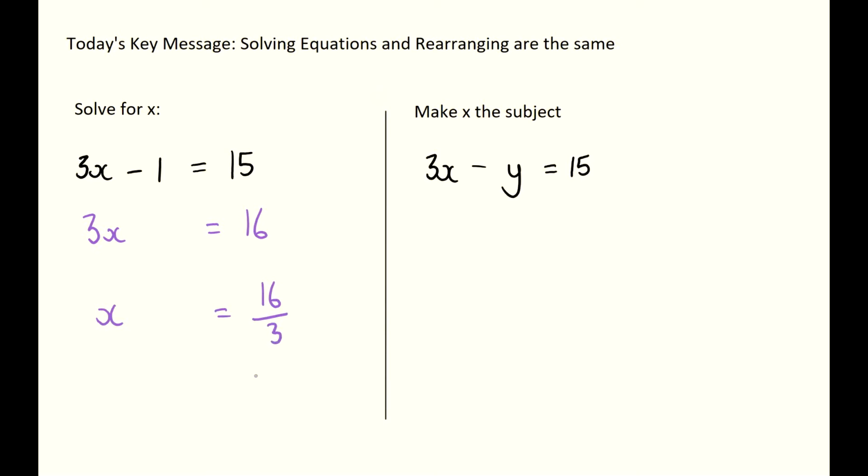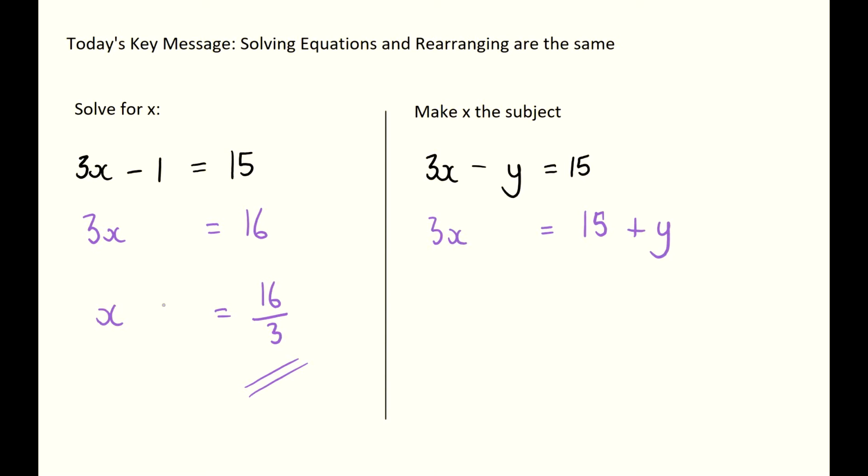And here, we're just going to leave this as a fraction. There's no point to do any more than that to it. On the right hand side, we are going to do the exact same things. So here my first step was plus 1. Here it's going to be plus y. So 3x is going to equal 15 plus y.